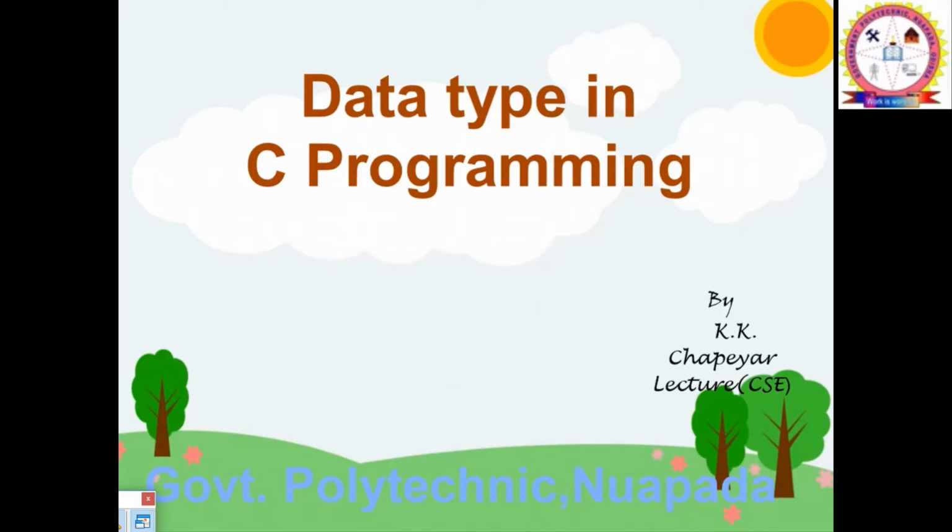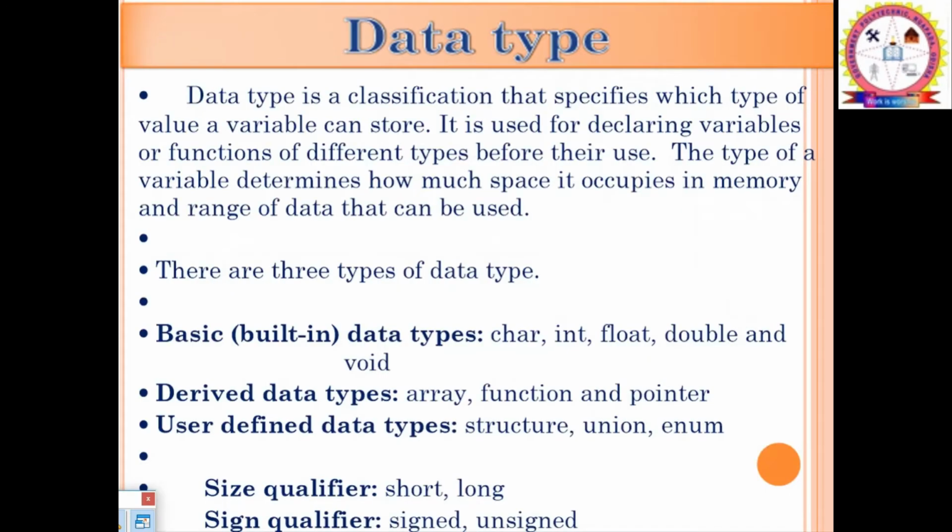Today we'll discuss data types in the C programming language. So what is a data type? A data type is a classification that specifies which type of value a variable can store. This is the main definition.